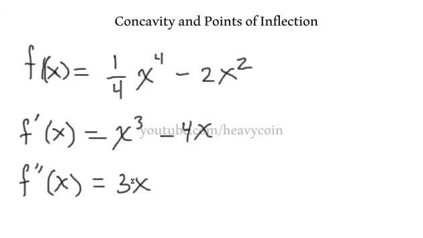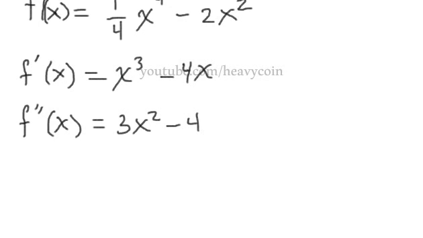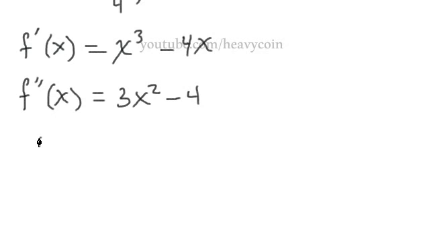Sometimes we can't use the second derivative, and we have to go back to the first derivative, but I don't know if we'll talk about that or not. But anyway, that's 3x squared there, and then minus 4. Okay, so what we want to do is take that second derivative, set it equal to 0, and find the solutions to this equation.